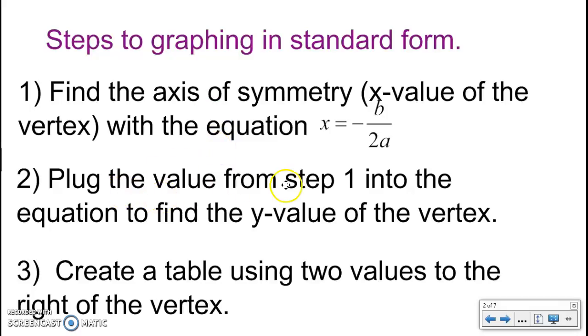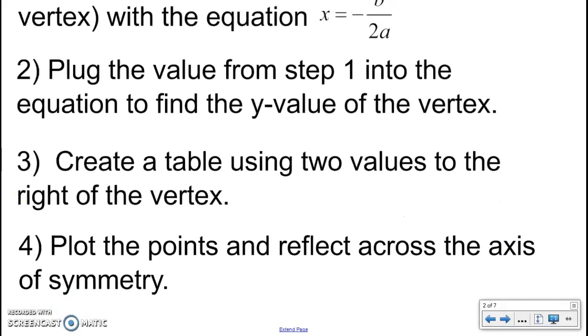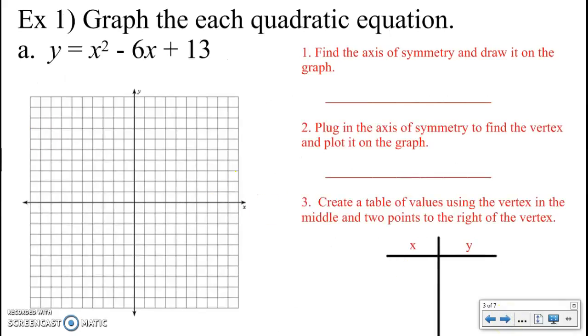So that's where we're going to start today. Once you have that, we're going to plug that in to find the y value and then the vertex. Using the vertex, we're going to make a table and pick 2 values to the right of the vertex and then plot those points and reflect them. Okay, so 4 steps to follow. Let's go ahead and try this. It'll make a little bit more sense.